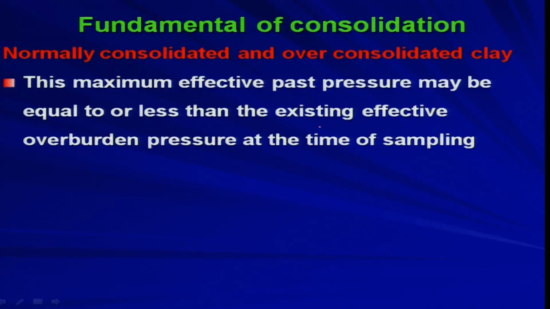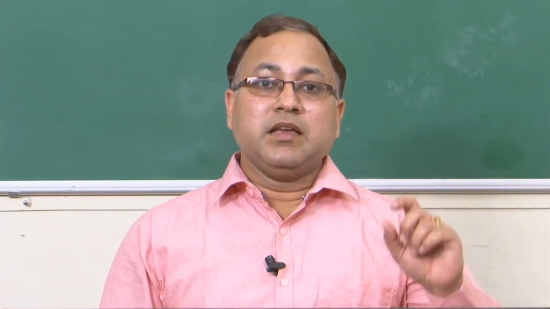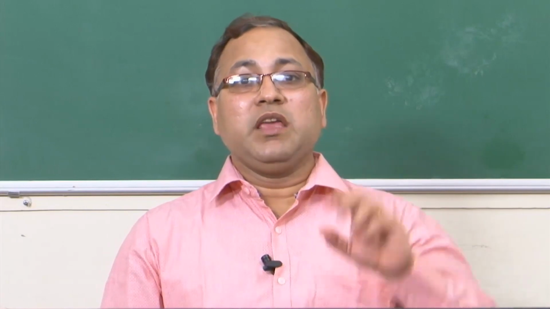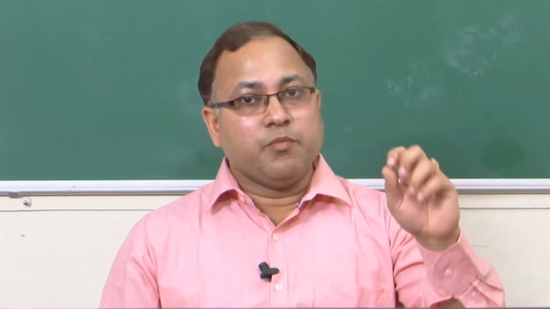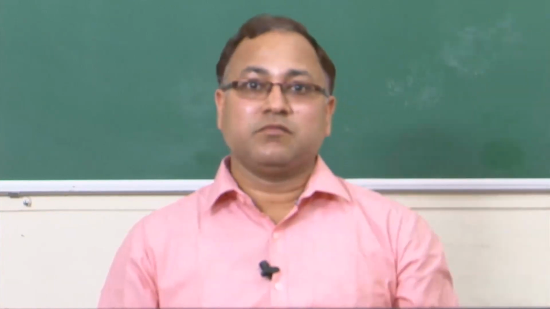So, this maximum effective past pressure may be equal to or less than the existing effective overburden pressure at the time of sampling, quite obvious, right. Due to that glacier, whatever example I put in front of you, whatever stress was generated and due to which the soil was compressed, now you are going to construct some building. That building will create some extra stress or extra pressure in the soil. Now, that pressure due to the newly constructed building may or may not be greater than the previous or historical glacier pressure, am I right.